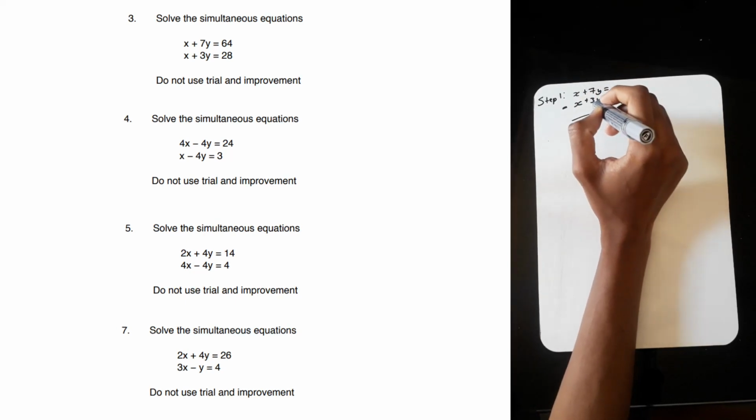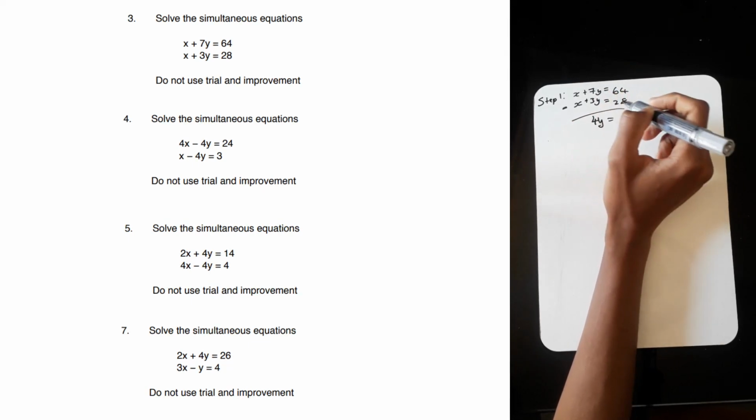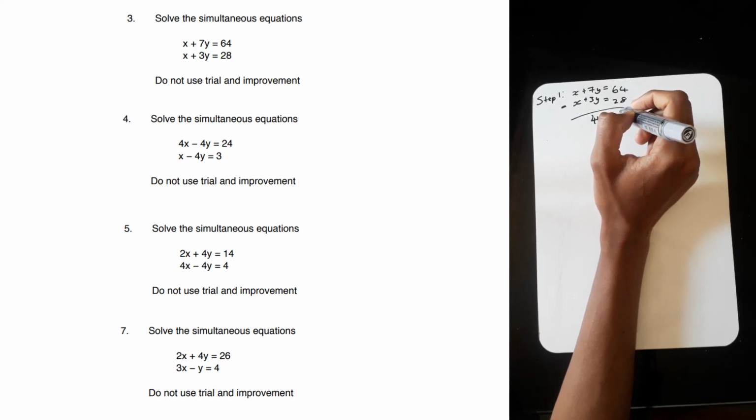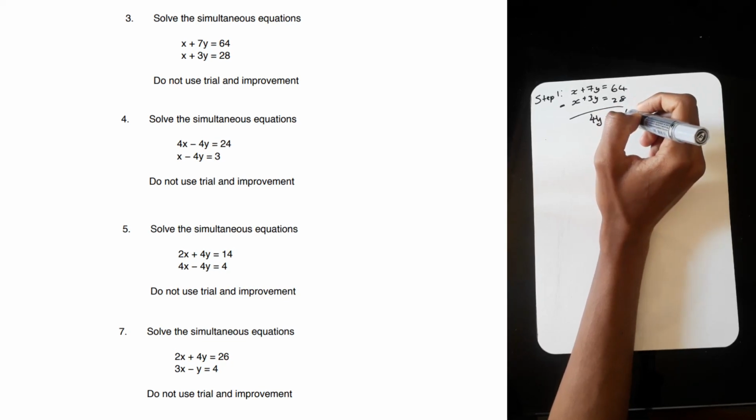So once you subtract them, you're going to be left with 4y equals, and then 64 minus 28 is going to leave you with 36.